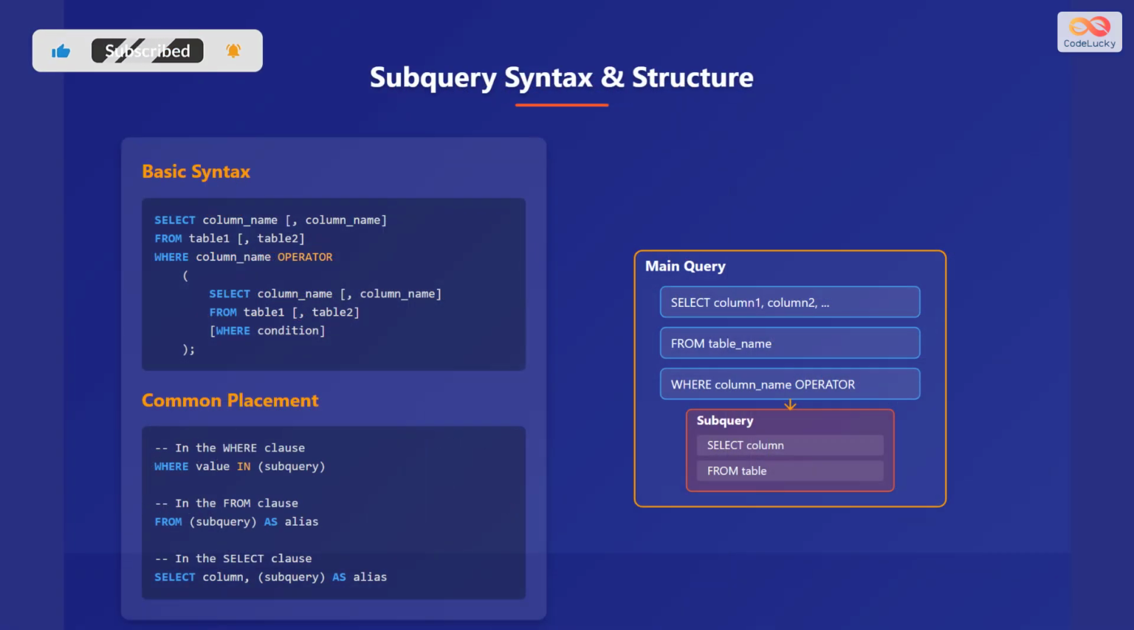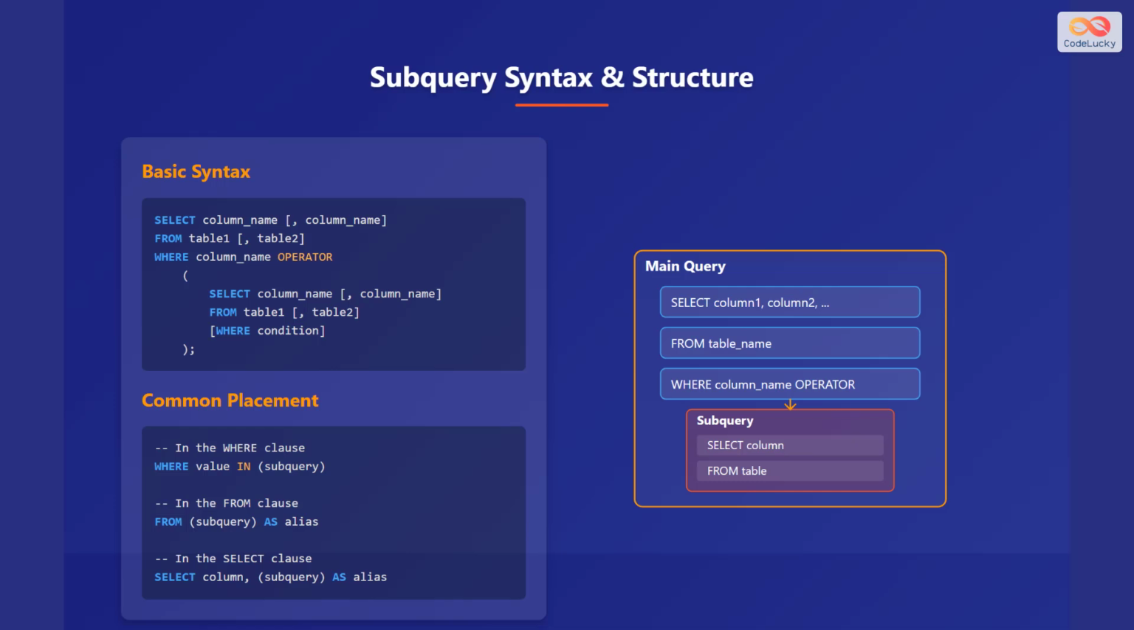Now let's break down the syntax and structure of SQL subqueries. The basic syntax involves a main query that contains a subquery within it. The subquery is typically enclosed in parentheses. The outer query uses the result of the subquery to filter or manipulate data. The subquery is embedded within the outer query, usually in the where clause. The common placements of subqueries are in the where clause, from clause, and the select clause.